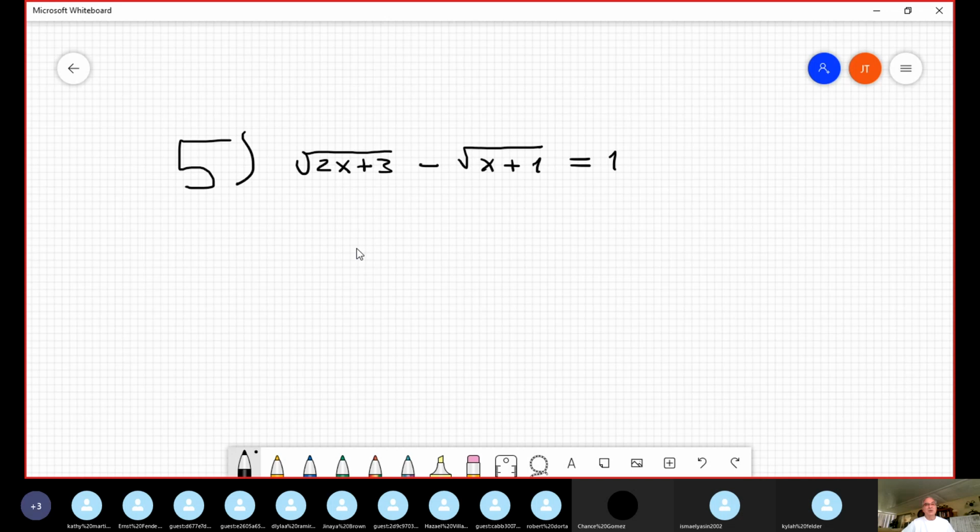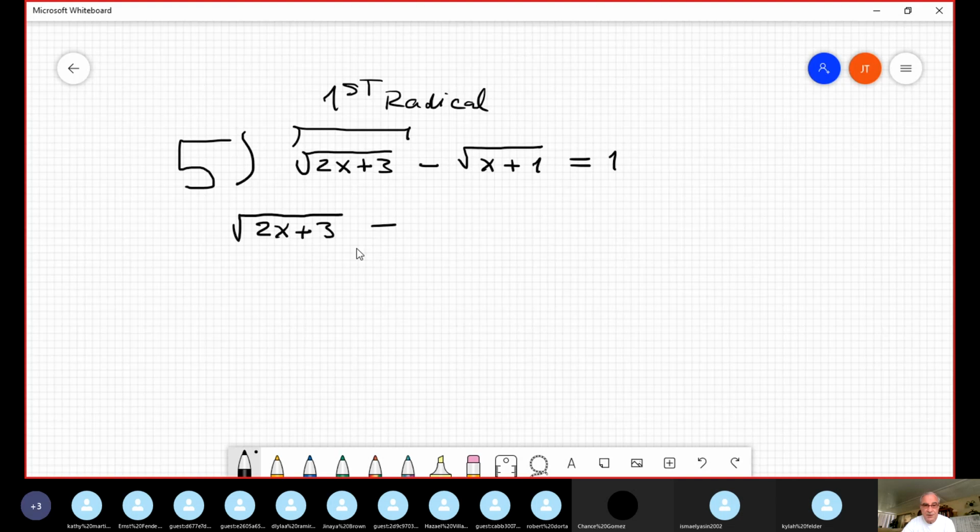This problem brings a new complication. Remember, the first step always is to isolate one radical. In this case, we have two radicals together, so you have to isolate one radical. You make a decision which radical you prefer to isolate, the first or the second. Either way, the answer doesn't change. I decide to isolate the first radical. So I bring the second radical to the right hand side, like a plus. And this is my new equation. It's equivalent to the original. But remember, I reserve the original for the last moment, the checking part.